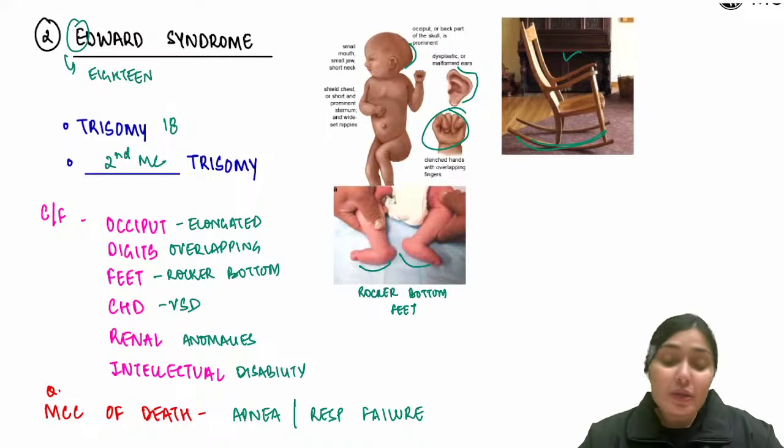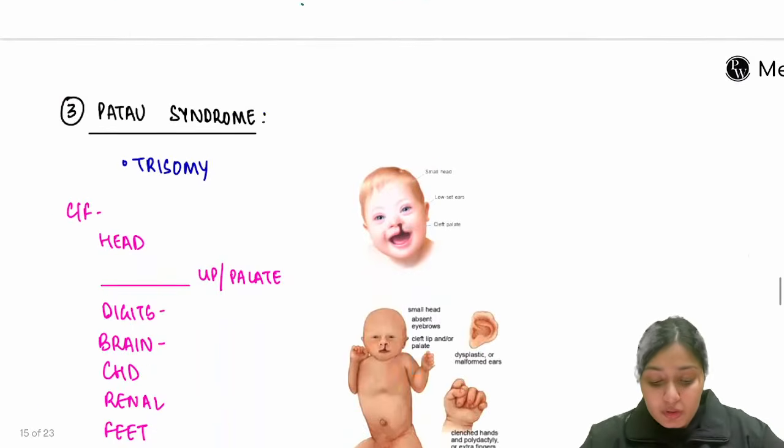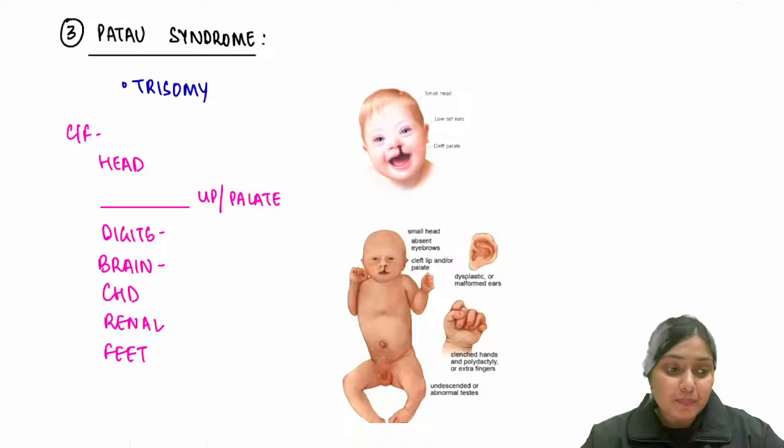Karyotyping can be done in the first trimester too, it can be done anytime, but we first start with some screening test, and if there is evidence of positivity in the screening test, then we go for the confirmatory test. Karyotyping can be done anytime, right? So let's move to the third, Patau syndrome.